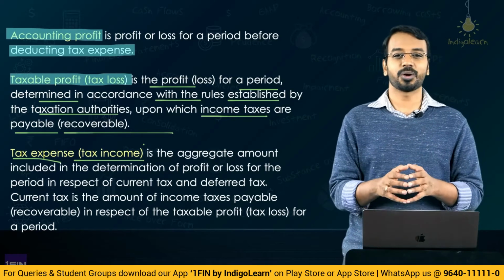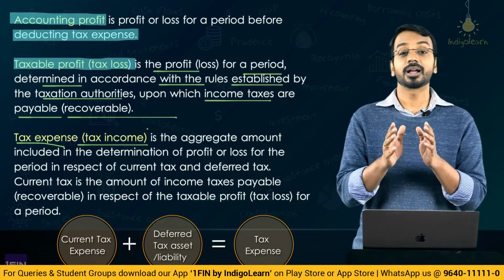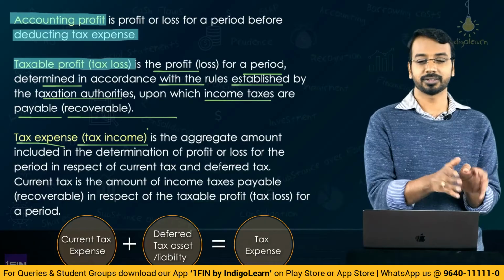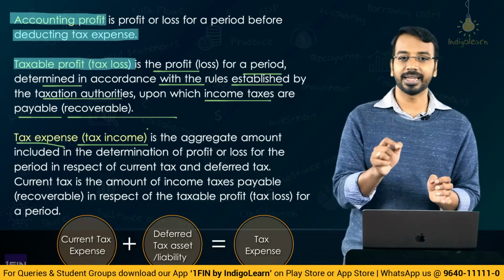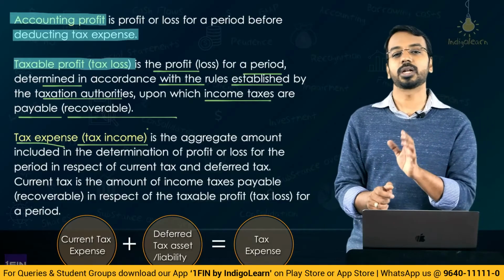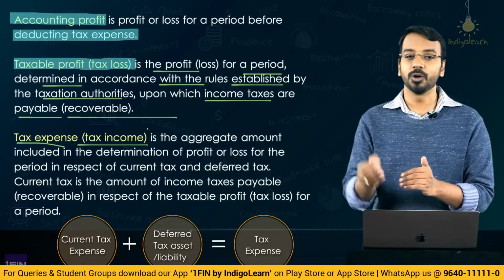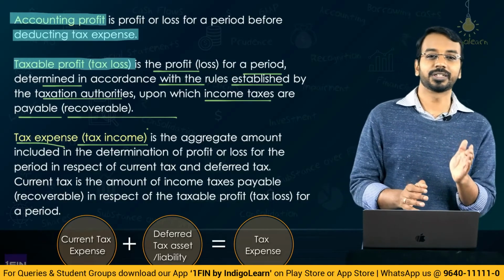Then we also understood a concept called deferred tax. Now, tax expense is nothing but current tax plus deferred tax. So, whatever is the current tax expense plus whatever is the deferred tax expense will give you the total tax expense. Now, this can be a tax income also. Tax income is equal to current tax income plus deferred tax income.